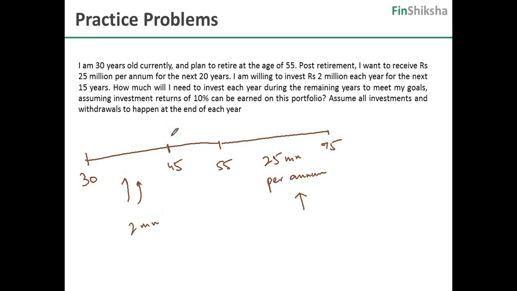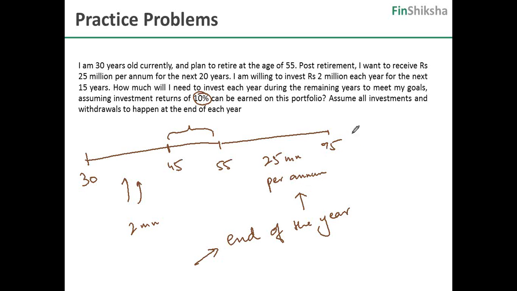How much do I need to invest in this period between 45 and 55, assuming investment returns of 10% can be earned on this portfolio? Another assumption is that withdrawals and investments into the portfolio are happening at the end of the year. Technically, you could also take beginning of the year. It doesn't really change things dramatically. But for simplicity, to begin with, we will assume that the investments and withdrawals are happening at the end of the year. That's the problem statement we are looking at.